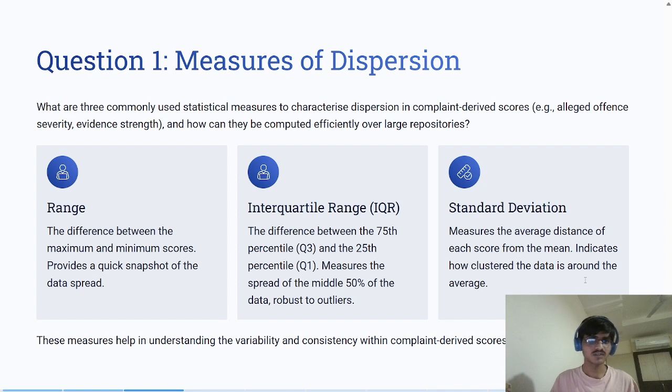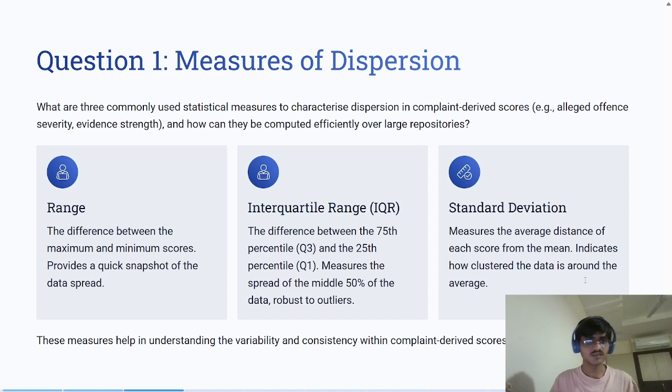Looking at question one, we can see: what are three commonly used statistical measures to characterize dispersion in complaint-derived scores, such as alleged offense severity and evidence strength, and how can they be computed efficiently over large repositories? There can be range, interquartile range, and standard deviation to measure the statistical dispersion.